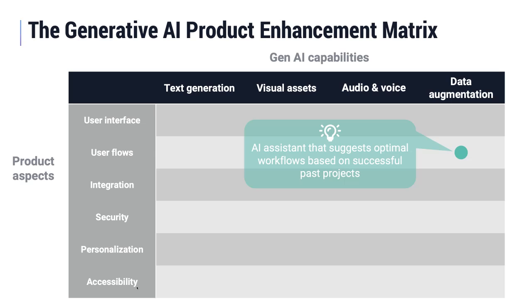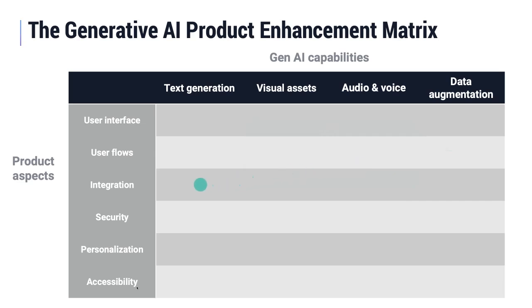Yet another connection could be between the product integration aspect and code generation capability. To enable custom integration with other tools, we could use AI to generate custom API connectors. Users could describe the desired integration in natural language and provide relevant API documentation. And the AI would generate the necessary code, making it easier to connect with various third-party services.